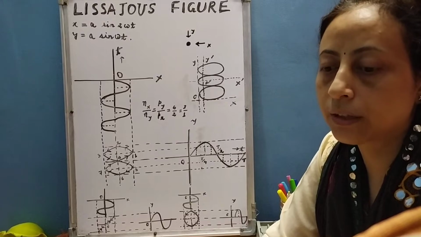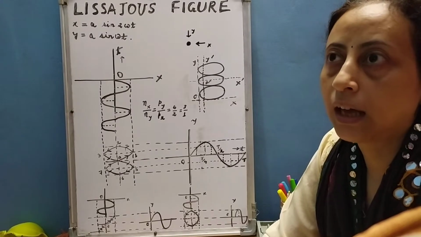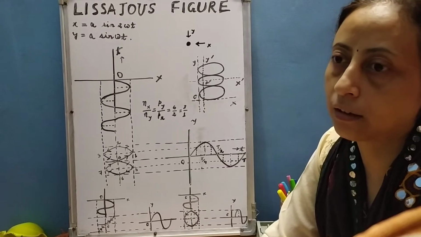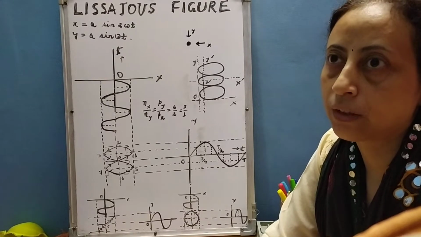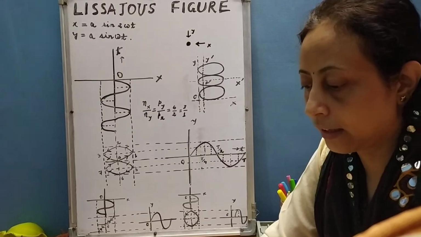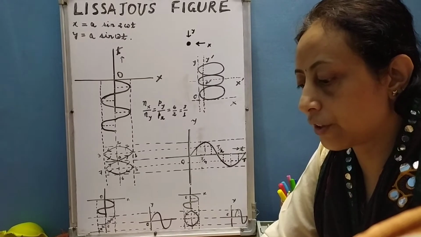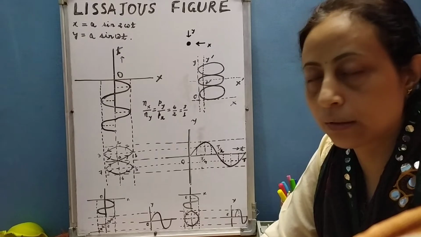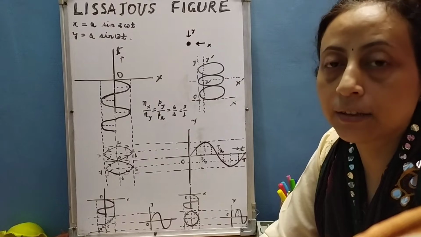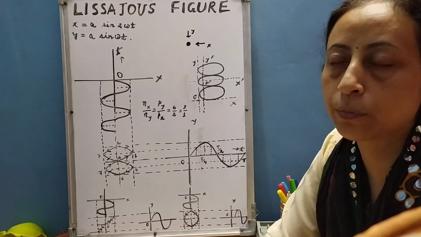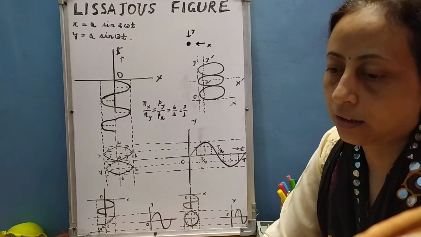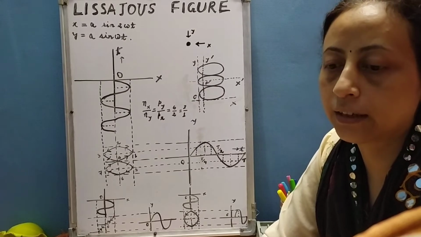But if the two simple harmonic motions are at right angles to each other, a completely different phenomenon is seen. The vibration changes quite a bit, and the resultant figures which are formed due to superposition of two simple harmonic motions at right angles to each other are called the Lissajous figures.